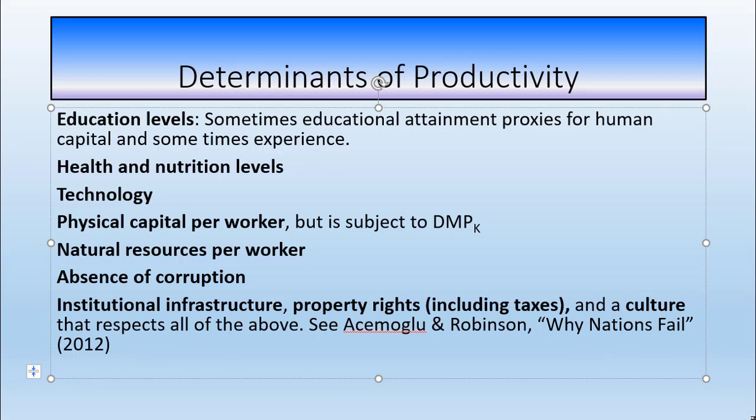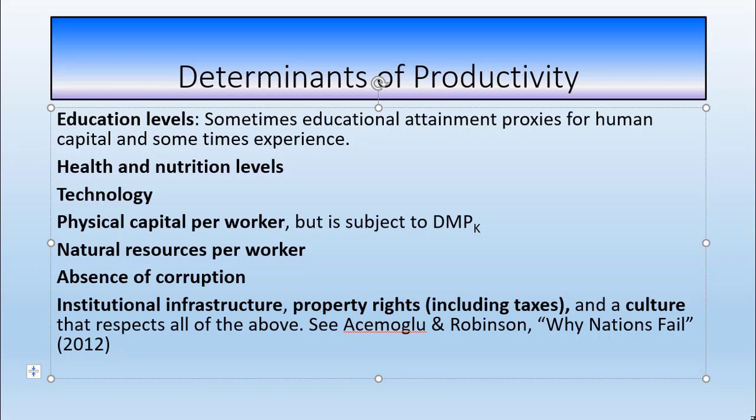Now, I've got a list here of determinants, and what's interesting is not only do these determinants explain differences between countries' level of productivity and their growth rates in productivity, but they can even explain differences in the productivity and growth rates between states in the United States. So that's an interesting area. Obviously, the differences in states are not as dramatic as Bangladesh and France, for example. But nevertheless, there are significant differences from state to state that likely have impacts on productivity.